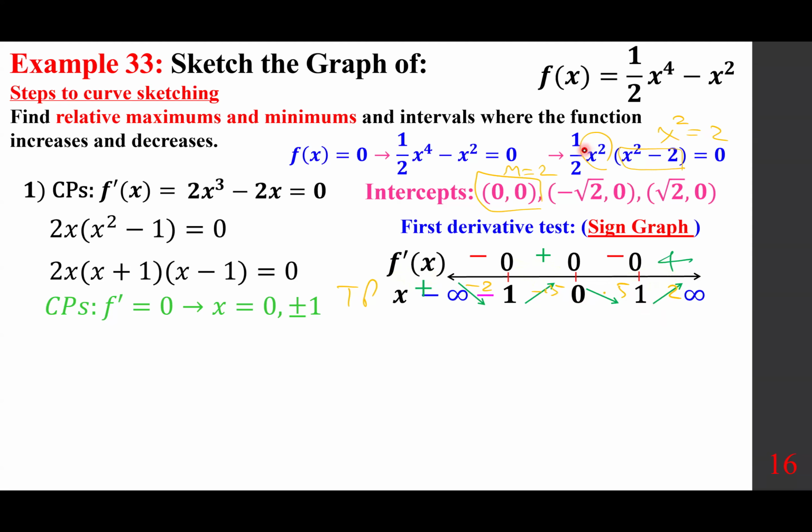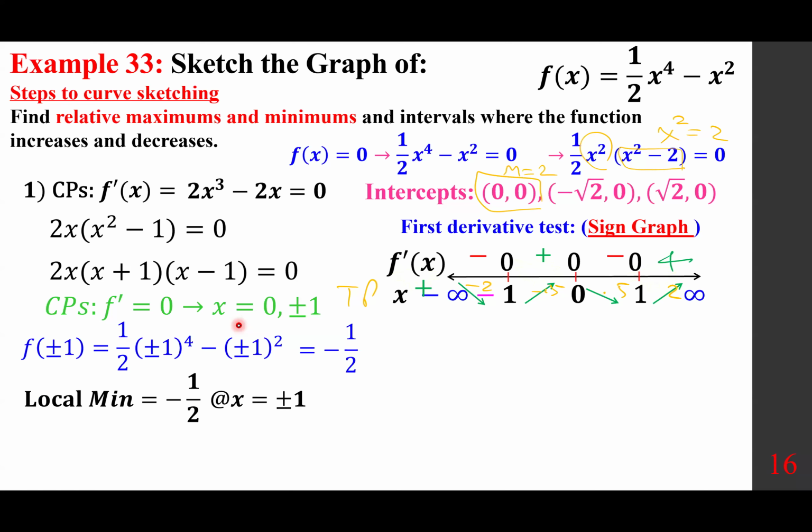So we're going to plug in both of them into the original function, and it doesn't matter which one, because both have even degree, they result in the same thing. So this is 1, half of it is 1/2, this is 1, so 1/2 minus 1 is negative 1/2. So the local minimum is negative 1/2 at x equals plus or minus 1. That means the following pairs. Now, local max is 0 at 0.